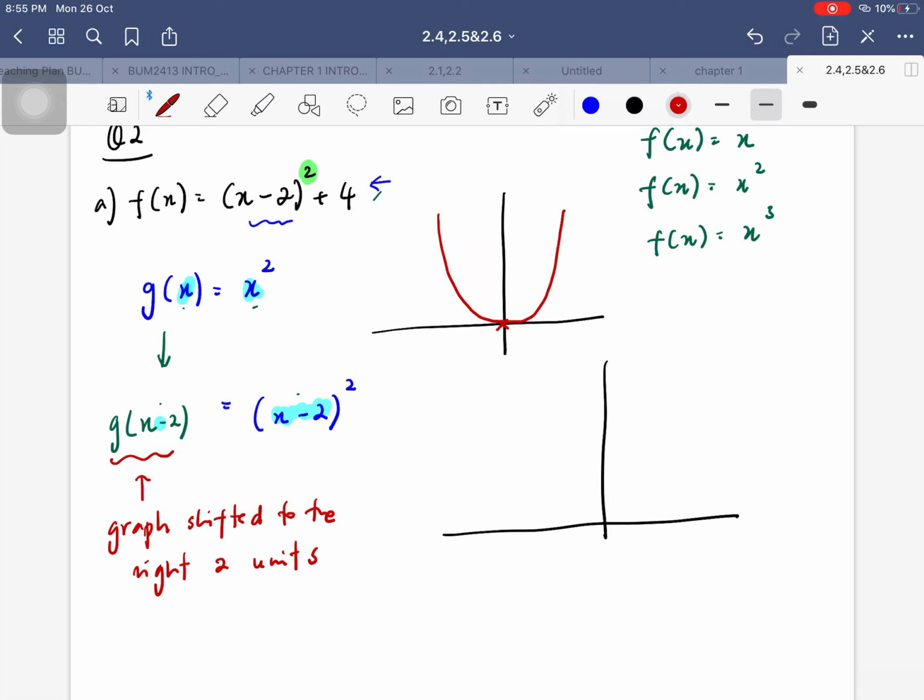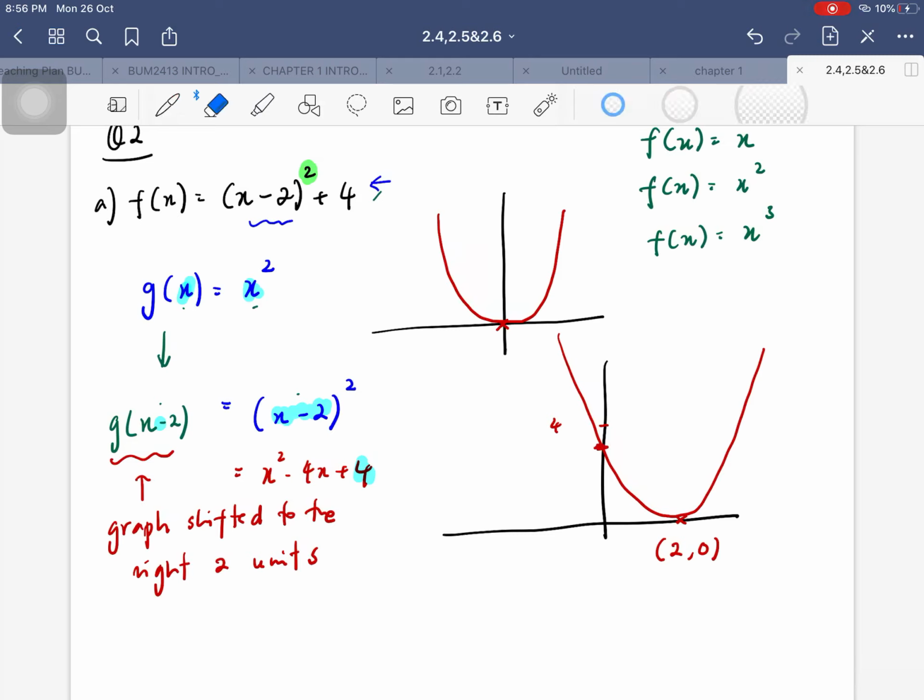Okay, let's sketch my graph now. I'm going to shift it to the right 2 units. Let's start with the minimum point right here. Previously it was at 0, so now the new minimum point is shifted this way, to the coordinate (2, 0). I know that if I expand this function, I end up with x squared minus 4x plus 4. So the intercept will be at a value of 4, somewhere over here, and there goes my minimum point. The graph is going to look like this.